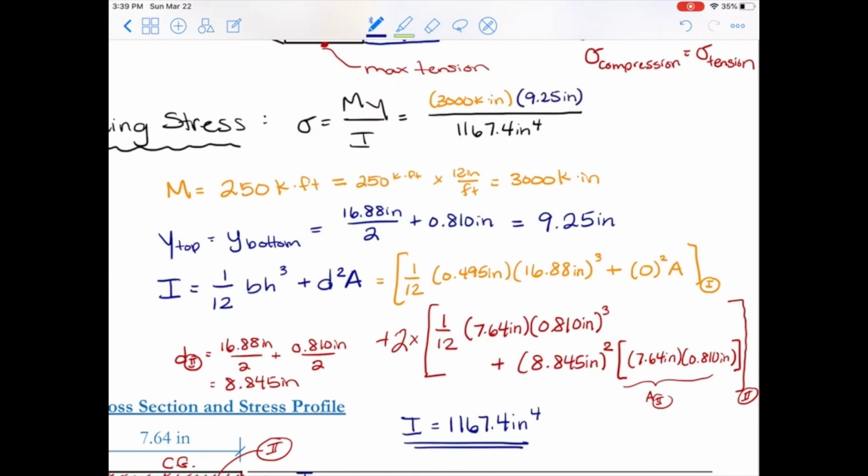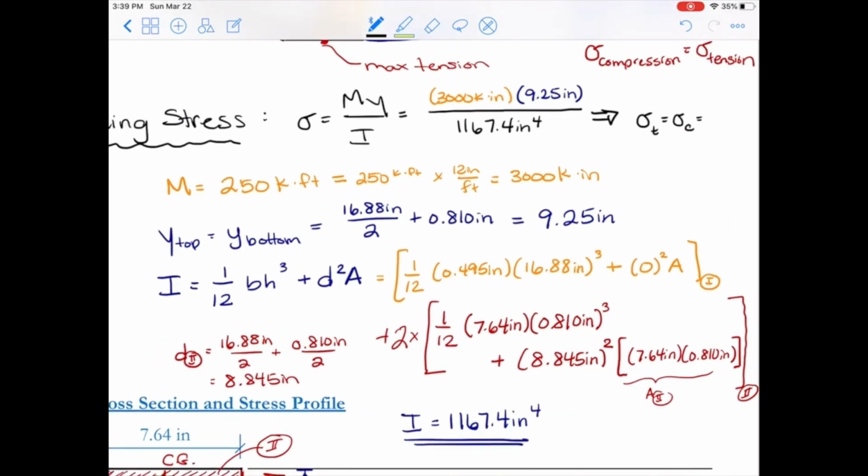Divide that by 1167.4 inches to the fourth. If I keep track of my units, that's going to give me kips per square inch, a unit of stress. And the value will be 23.77 kips per square inch, or KSI. There we go. We calculated the bending stress for this problem.